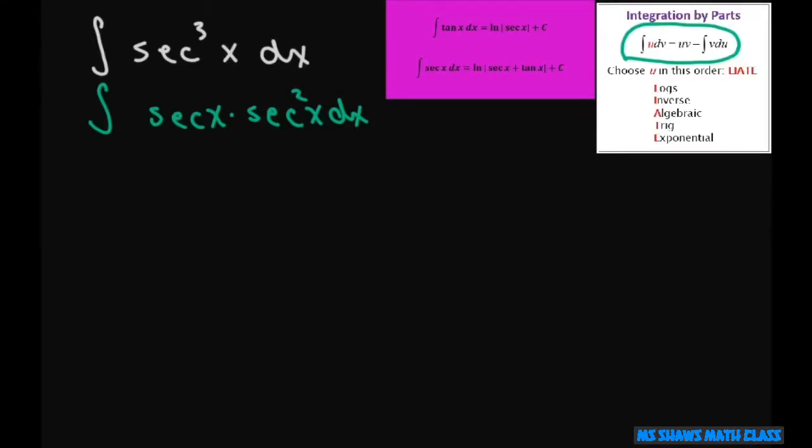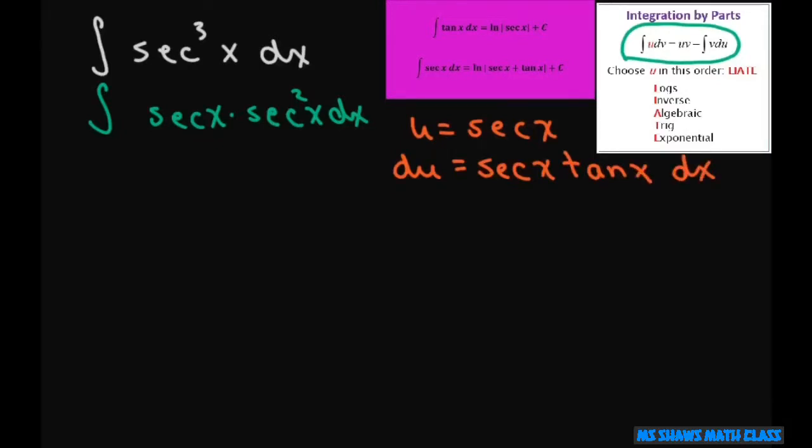Now let's find our u in all this information. We're going to let u equal secant x. Therefore, du equals secant x tan x dx. Then we're going to let dv equal secant squared x dx. Therefore, v, the antiderivative of secant squared, is tan x.